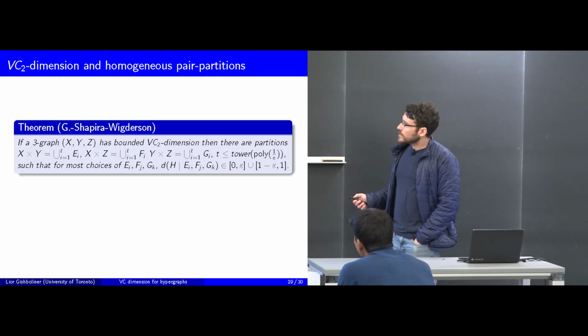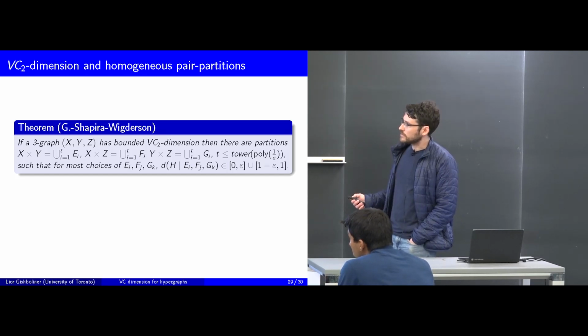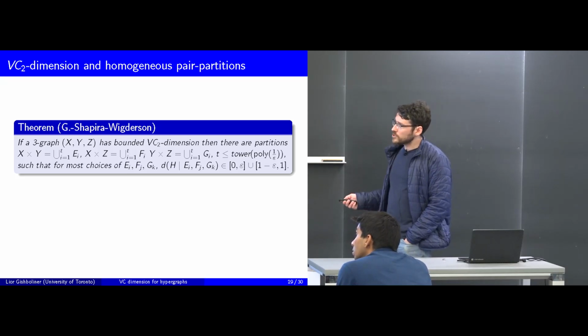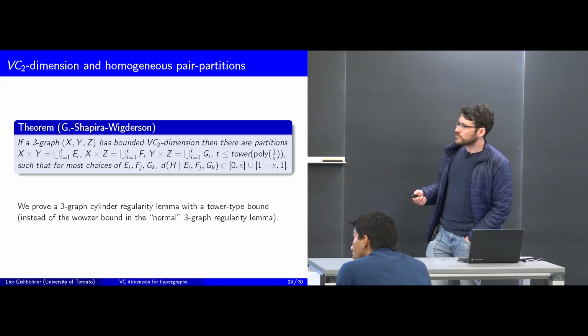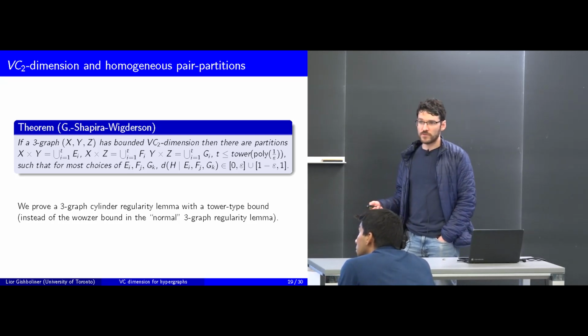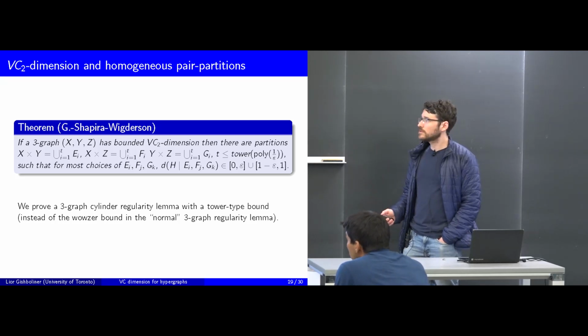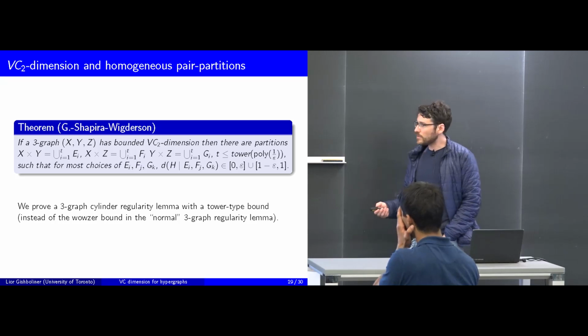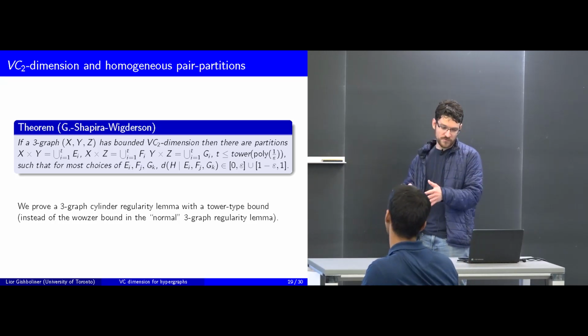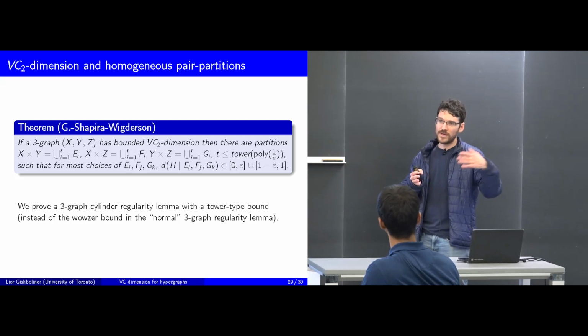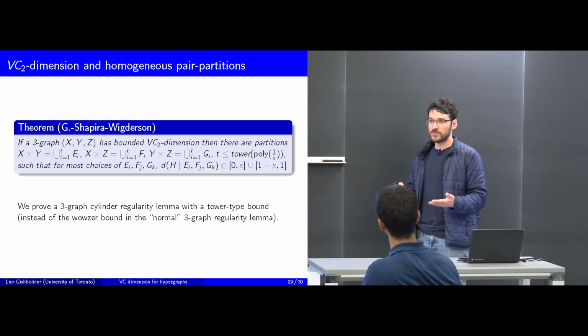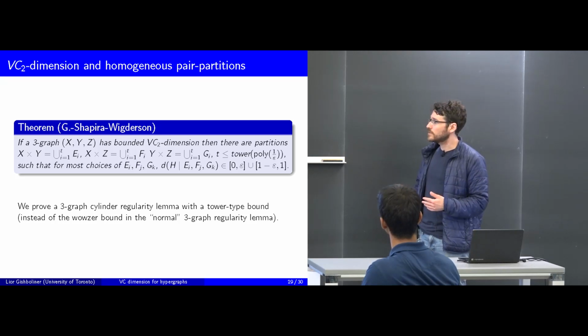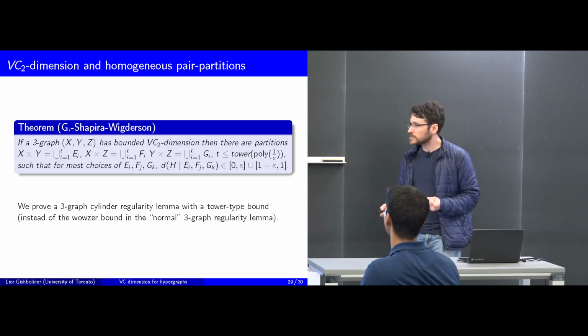Okay, so here's this theorem again, saying that we can find a homogeneous pair partition where the number of parts is only a tower, and our strategy is the same. So what we do, we prove a cylinder regularity lemma for 3 uniform hypergraphs. So this is most of the work. And it turns out that, again, using a cylinder partition saves you in the dependence. So for graphs, it lets you go from tower to exponential. So this is one level down in the Ackermann hierarchy. And here it also allows you to go one level down in the Ackermann hierarchy. So from Wowser to tower. Okay, and that's the reason we get a tower type bound.